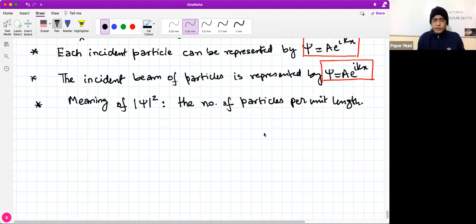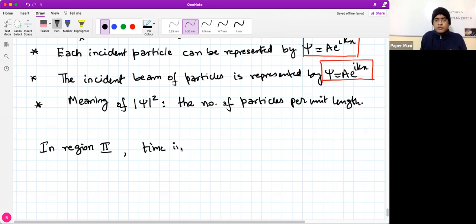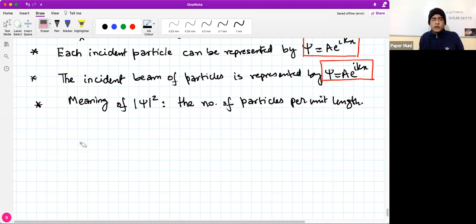All right. So next, let's go to region 2. What happens there? Region 2, the time independent. Okay, let's discuss region 2 tomorrow. So any doubts so far? Any comments? All right.